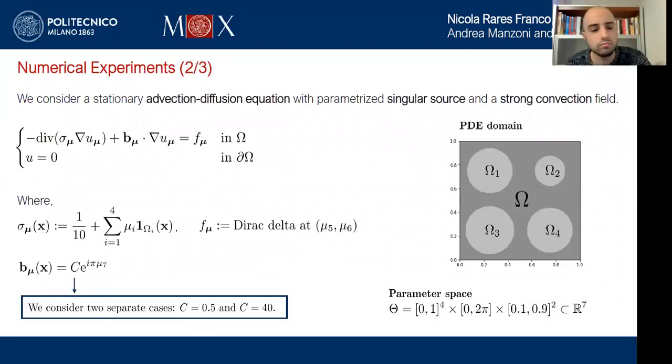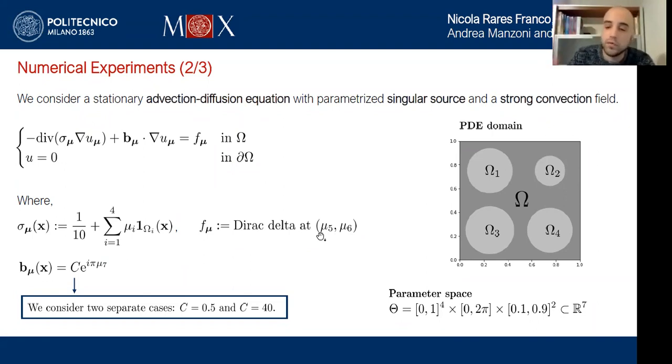Finally, other 2 very quick results. The second one considers advection diffusion equations with a much more complicated structure because I have 7 parameters. The first 4 describe the conductivity field on 4 different circles. So the conductivity field is piecewise constant, but can change parametrically the values inside the circles. And then I have a singular force because the source there is a Dirac delta, and the location of the Dirac delta is parameterized by mu.